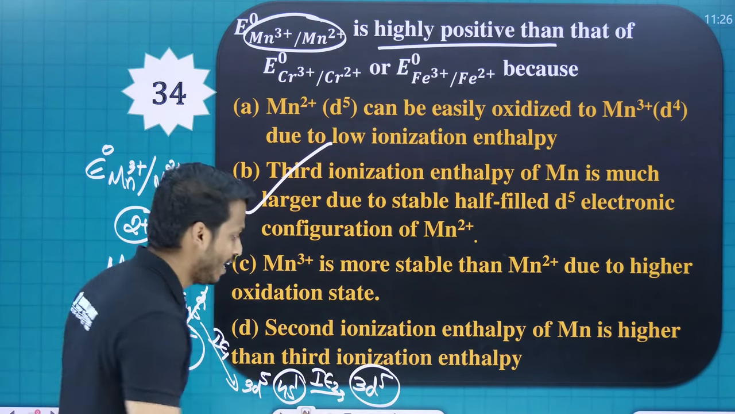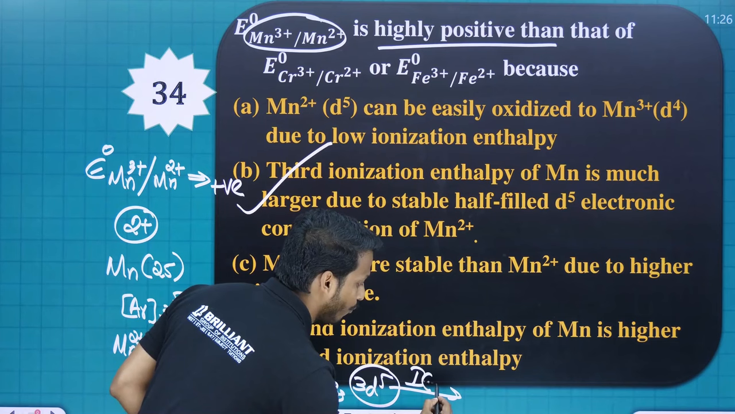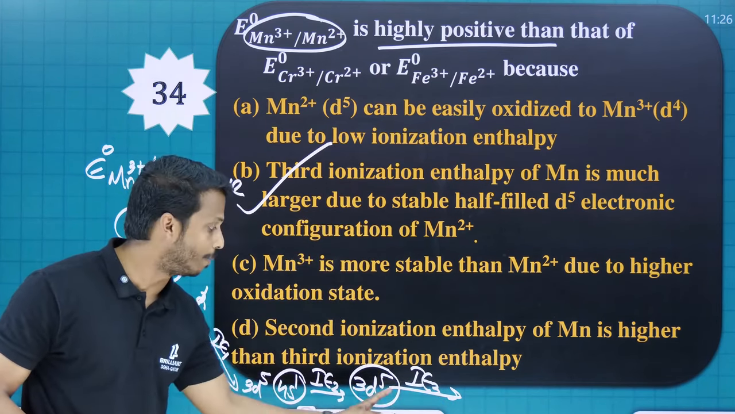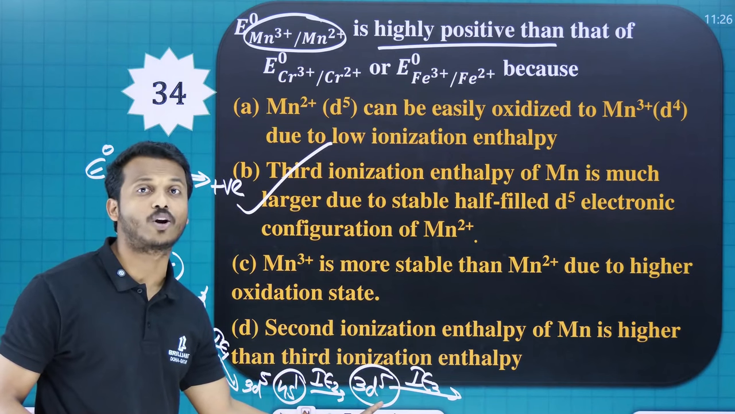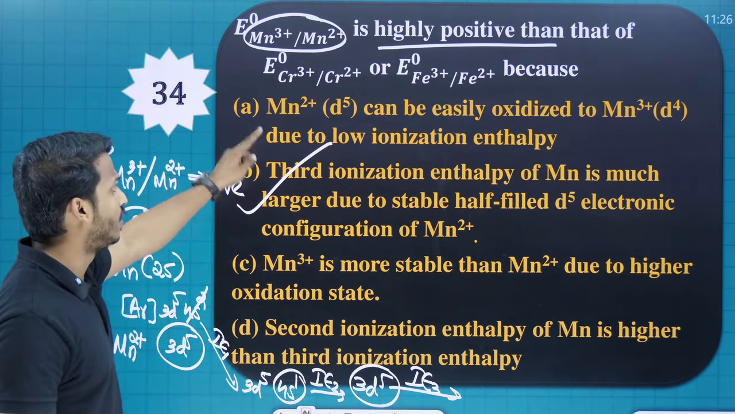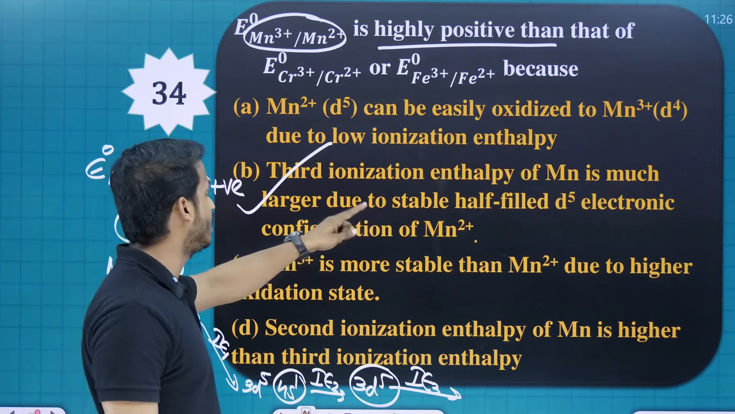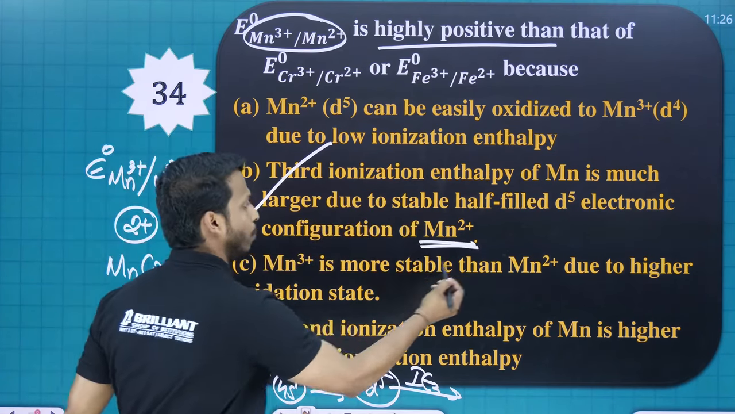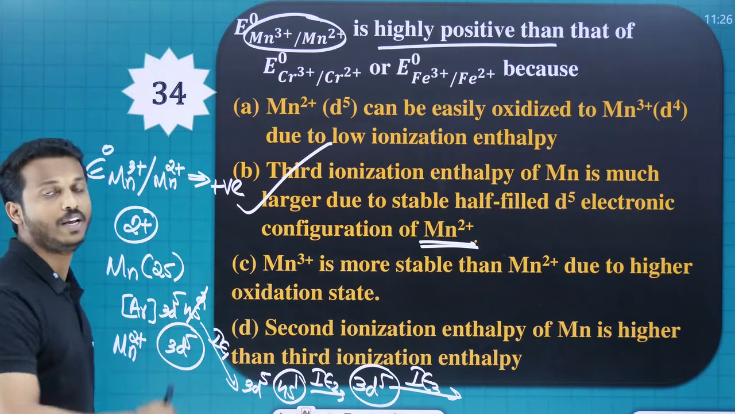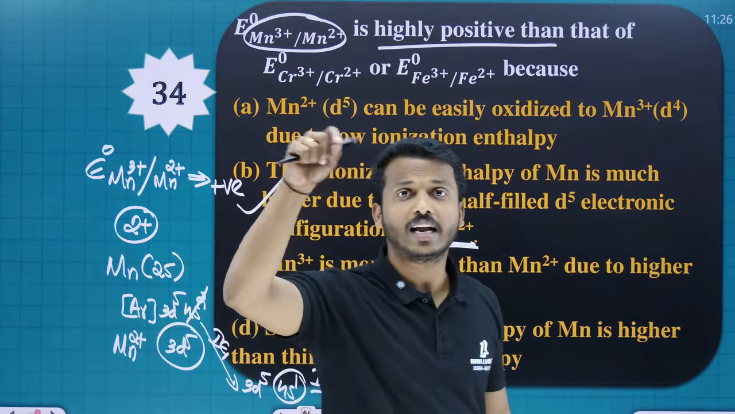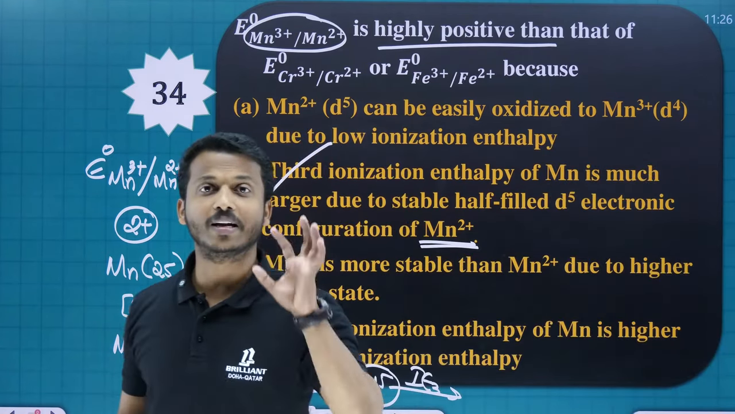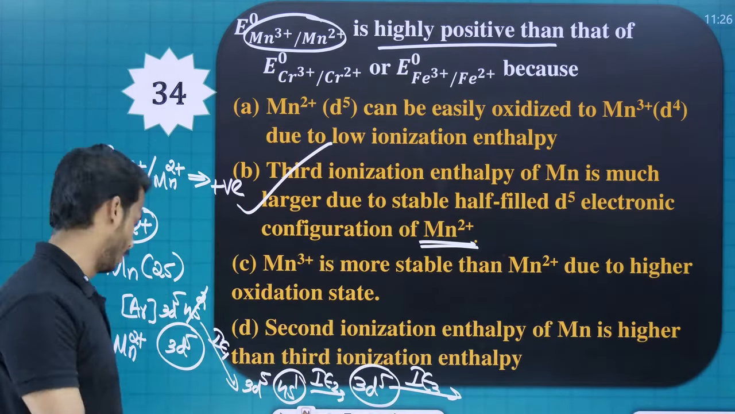3d5 means stable. If it is stable and you want to remove one more electron, you have to apply the third ionization enthalpy. It will be greater because it's already stable. So the third ionization enthalpy of manganese is much larger due to the half-filled d5 configuration of Mn2+. Yes, Mn2+ is d5. So overall, if they said the electrode potential is highly positive, what you want to show is that the +2 state will be highly stable.